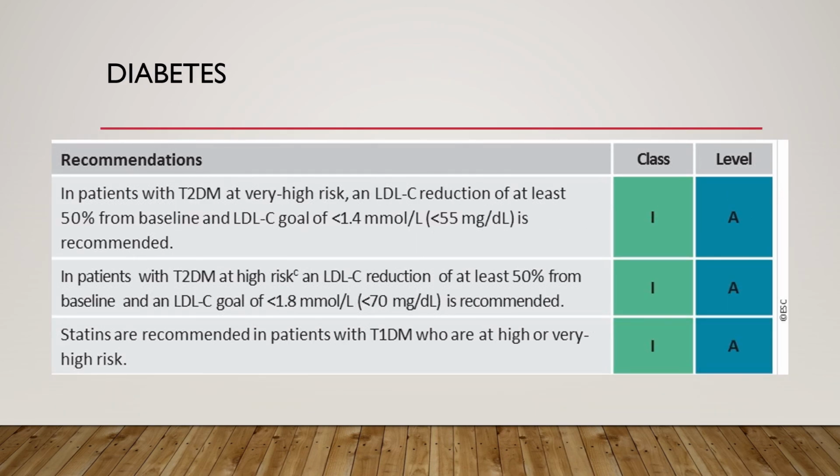In diabetic patients with type 2 diabetes at very high risk, an LDL reduction of at least 50% from baseline and an LDL cholesterol goal of less than 55 milligram per deciliter is recommended. In patients with type 2 diabetes at high risk, an LDL reduction of at least 50% from baseline and an LDL cholesterol goal of less than 70 milligram per deciliter is recommended. Statins are recommended in patients with type 1 diabetes who are at high or very high risk category.